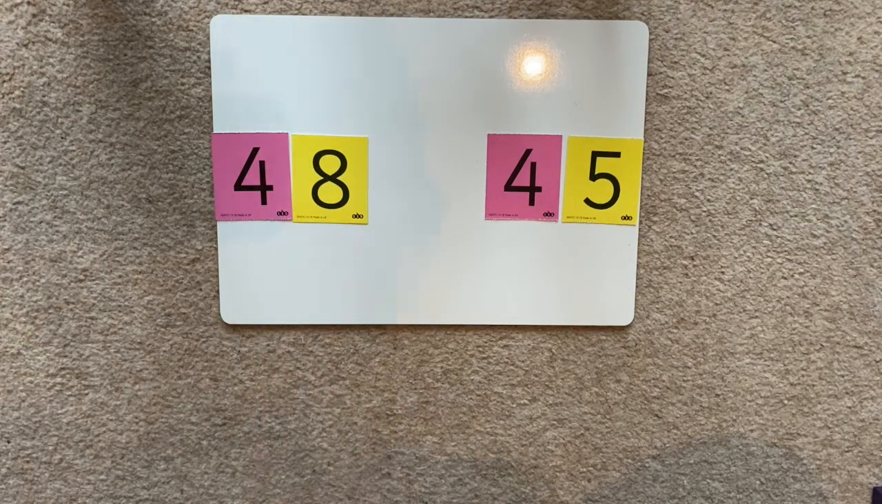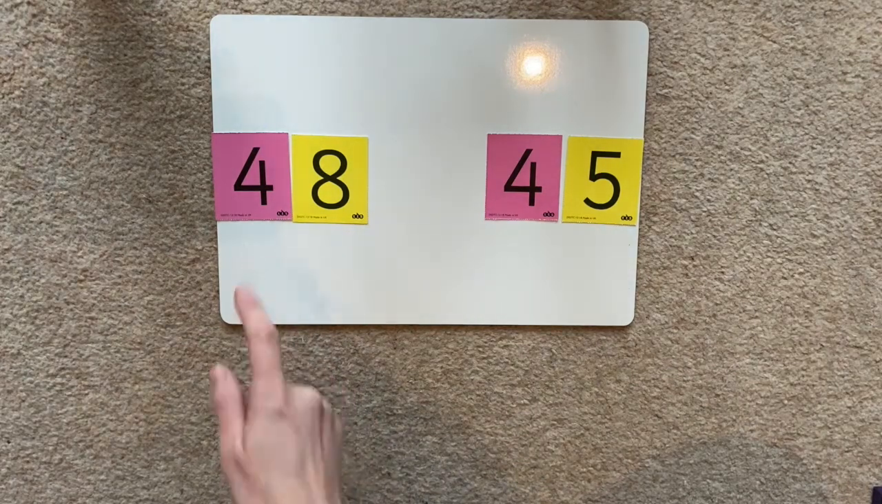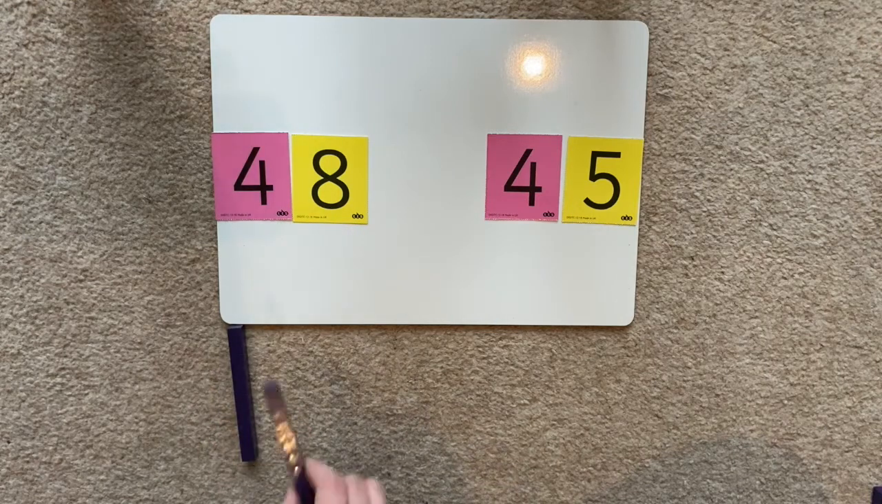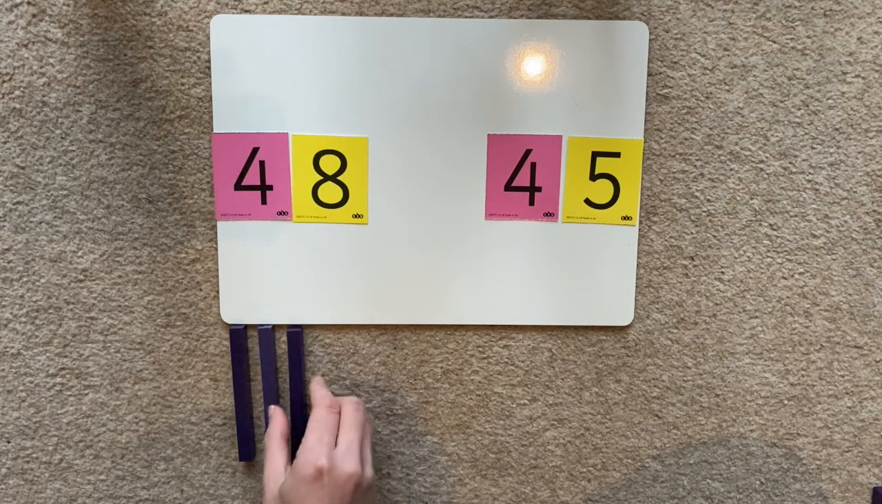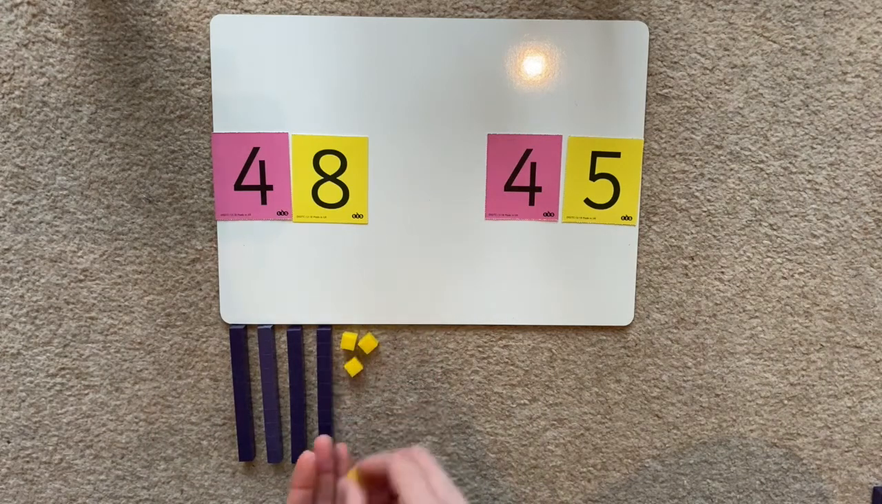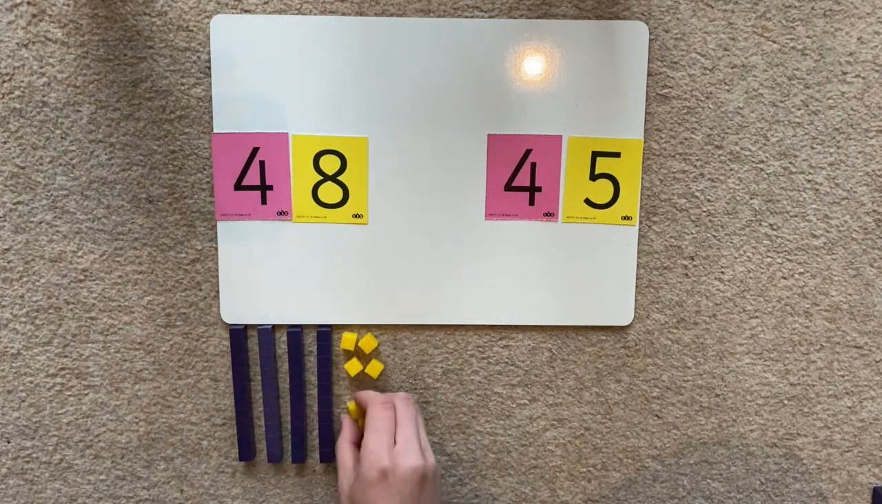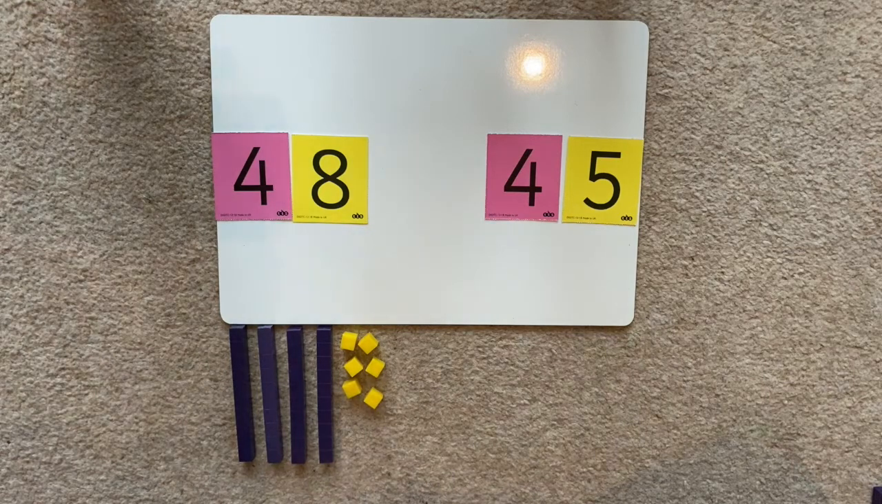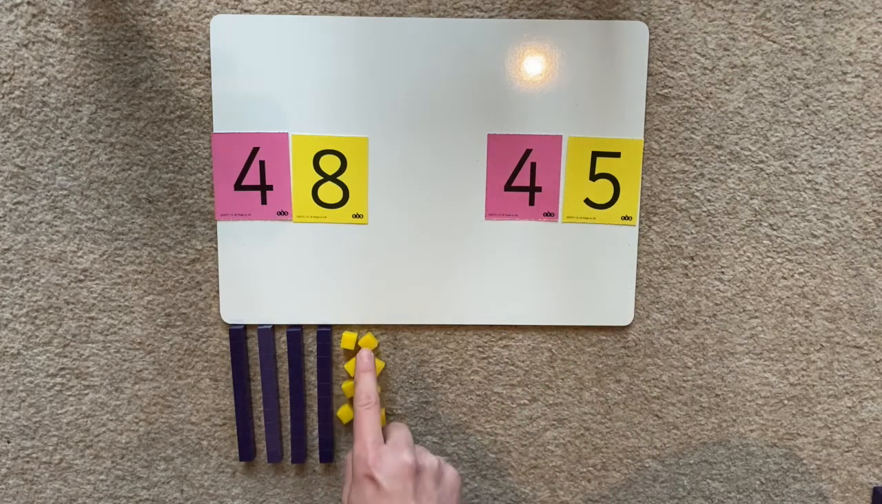So let's make the number 48. We need 4 tens. 1, 2, 3, 4. And we need 8 ones. 1, 2, 3, 4, 5, 6, 7, 8. 10, 20, 30, 40. Switch. 41, 42, 43, 44, 45, 46, 47, 48.